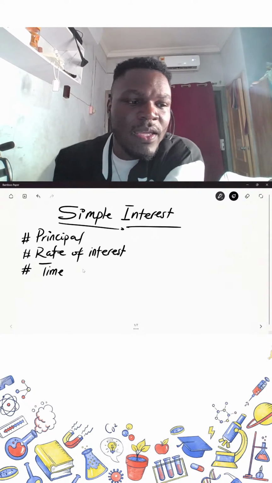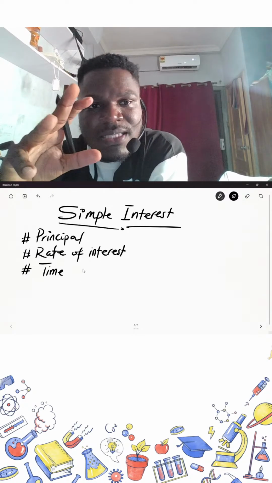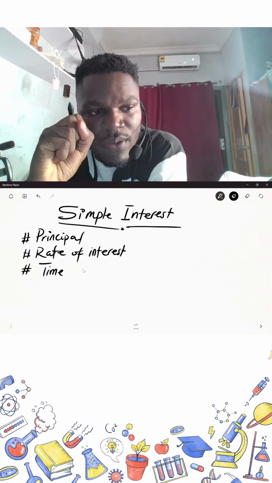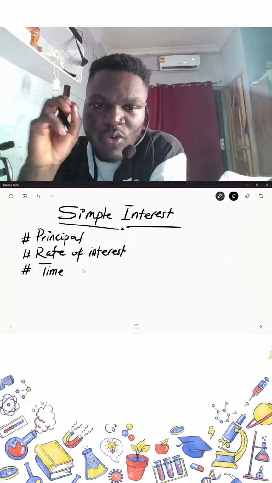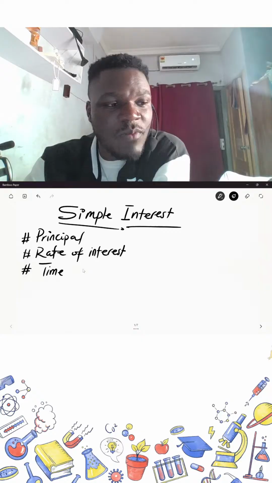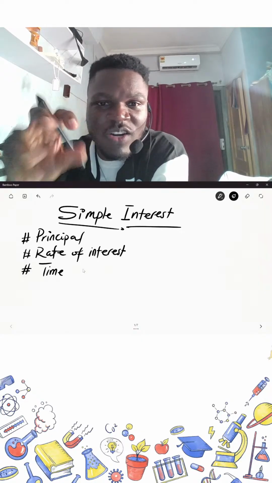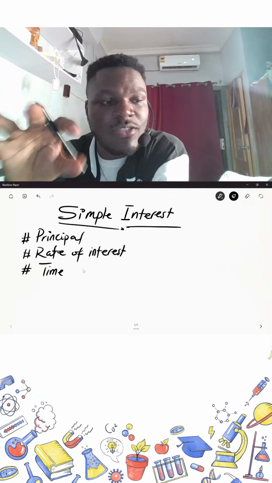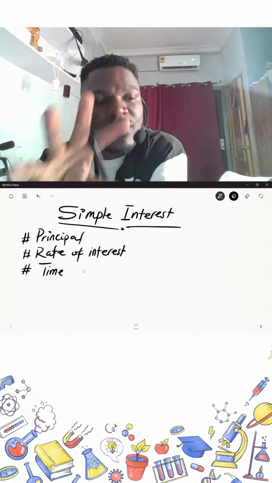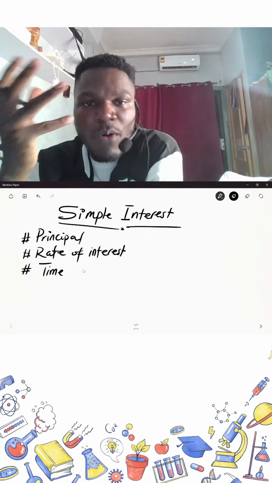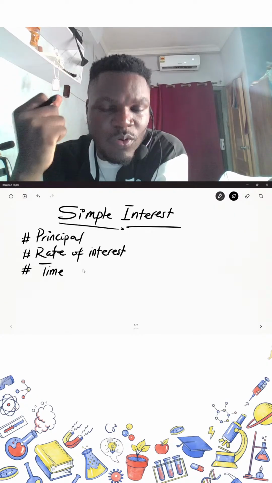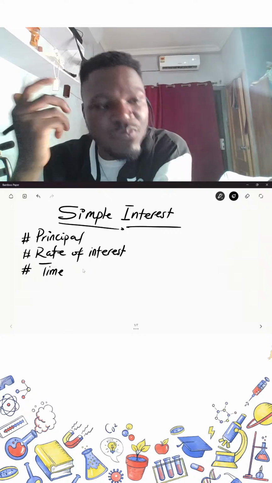Are we okay? Now, the principal basically means the money that you are borrowing. Whether you are borrowing from someone or you are lending to someone, the amount of money that you are taking from somebody or an organization or financial institution becomes the principal. That is the amount of money that you are borrowing from the individual or from the firm. So that becomes your principal.